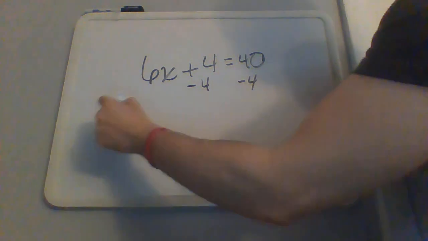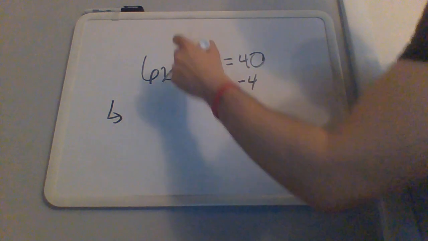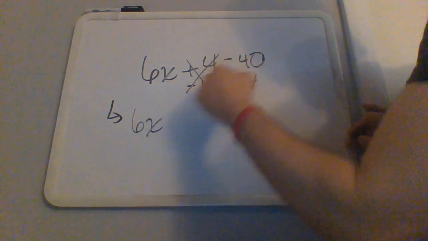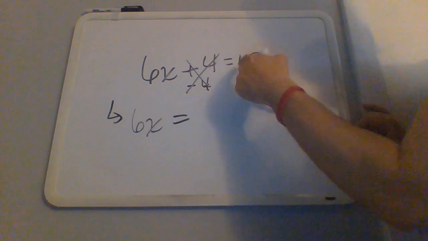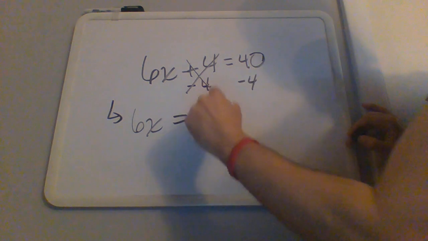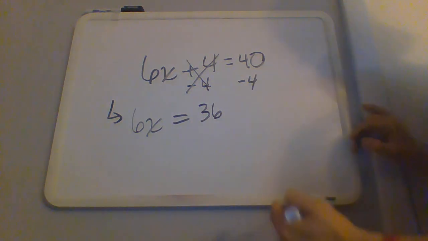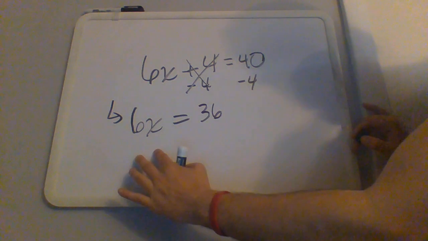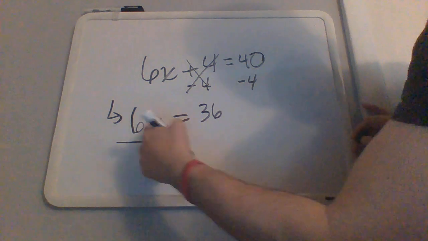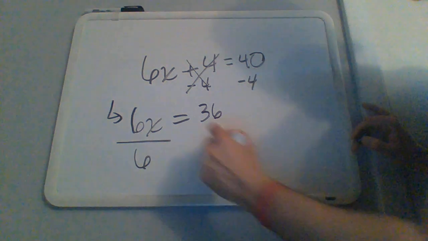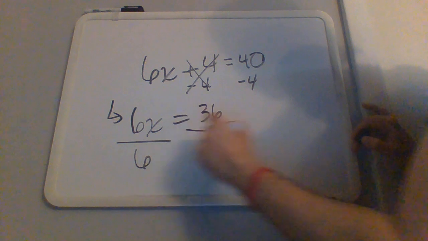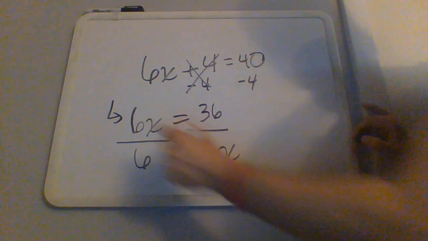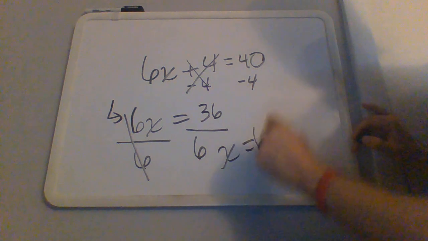When you do that, on the left side of the equal sign, the 4 is going to cancel out, which leaves you with 6x equals, and 40 minus 4 is 36. Now the last step is to undo whatever's attached to the variable. In this case, 6 is being multiplied to x, so we do the opposite of multiplication, which is division. So 6x divided by 6, and 36 divided by 6 gives us x equals 6.